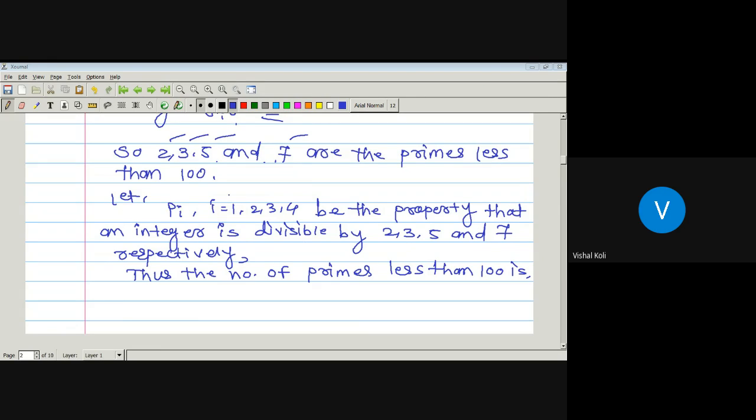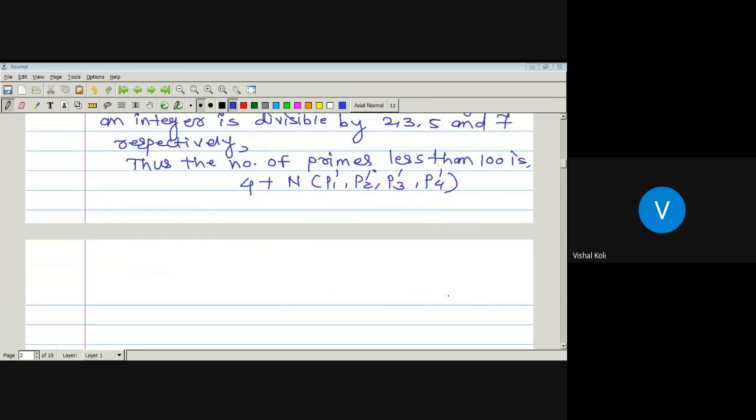Actually, there are 4 primes which are less than 10. So thus the number of primes less than 100 is 4 plus N(P1', P2', P3', P4'), since N(P1', P2', P3', P4') denotes the number of elements with none of the properties P1, P2, up to P4. It means the number of integers which are not divisible by 2, 3, 5 and 7, and those integers which are not divisible by 2, 3, 5 and 7 are obviously the prime integers. So the total number of primes less than 100 is that 4 values, that is 2, 3, 5 and 7, plus those.